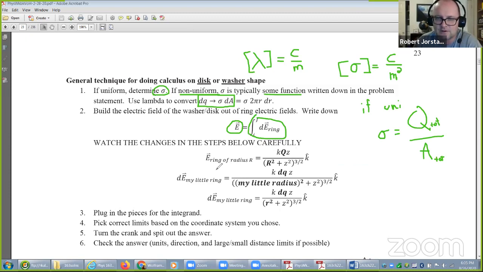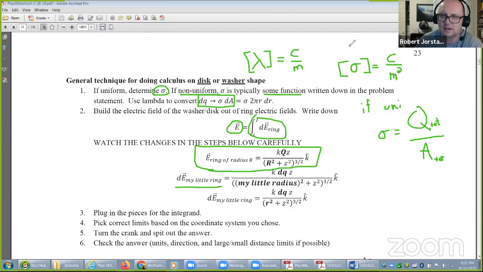Okay, so notice here's the general field that we found. Now, how do I change that if I want to build something out of rings? I need to change the Q and I need to use my little radius. So that's why these letters changed from capital to lowercase. Okay, let's see if we can do the problem.